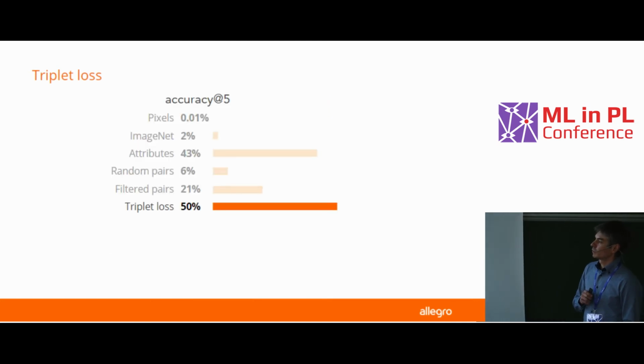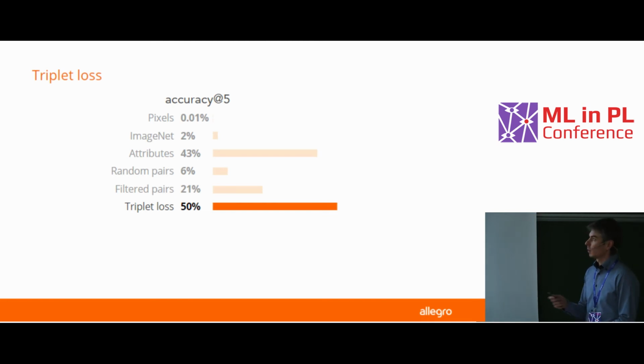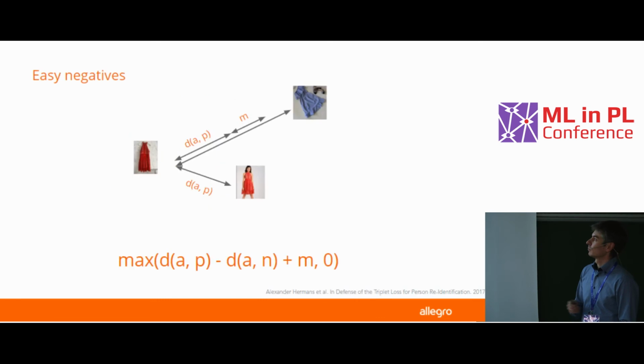Okay, and finally it worked. A model based on triplet loss is better than a model based on attribute prediction, and we have 50% accuracy. But we still have some time, and we can work on our model. So here I would like to focus on a certain fact: when our negative is already far enough, we don't want to push it further away.